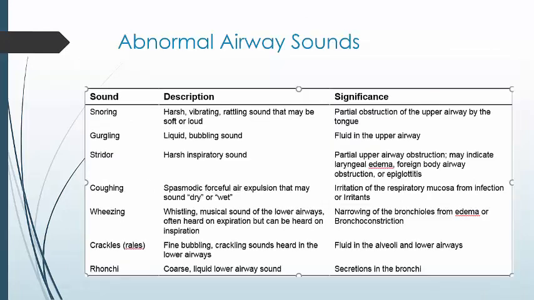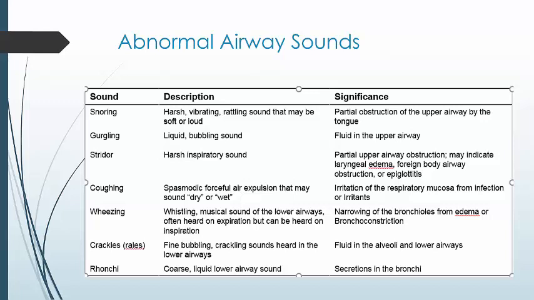Now, these abnormal breath sounds. Snoring, this is that kind of harsh vibrating sound. It could be loud or soft. And what this is, we all recognize as a partial obstruction of the upper airway by the tongue. So what we need to do for this one, 9 times out of 10, head tilt, chin lift, right? Kind of, because what happens is that airway kind of collapses under its own weight when they are lying. Gurgling, we recognize as fluid somewhere in the upper airway. Stridor is that really harsh sound, and what this is a partial upper airway obstruction. Could be from edema, foreign body, could be epiglottitis, several different things that can cause it.